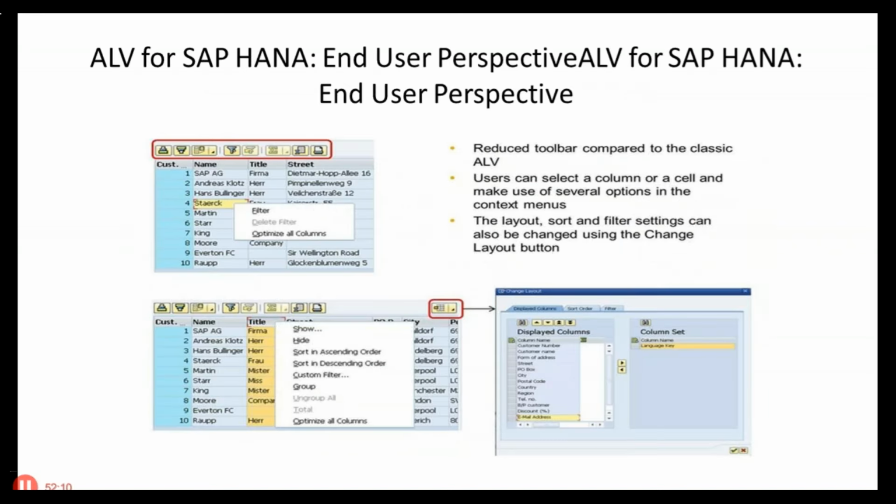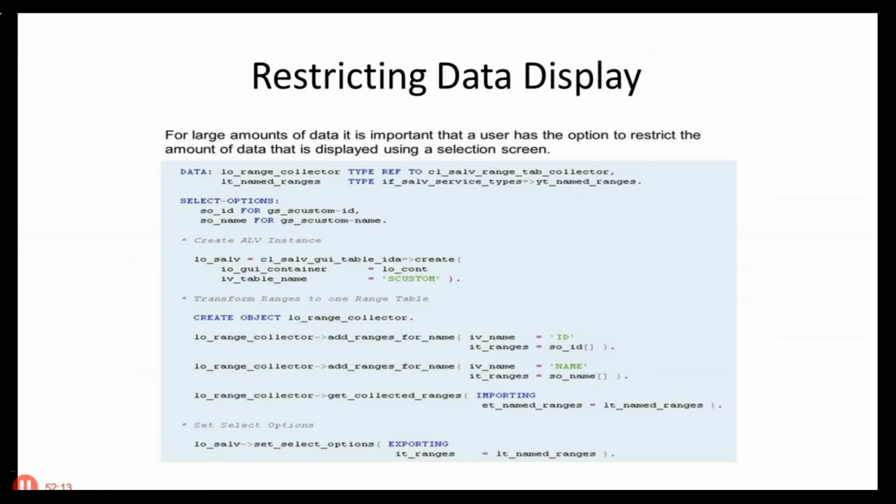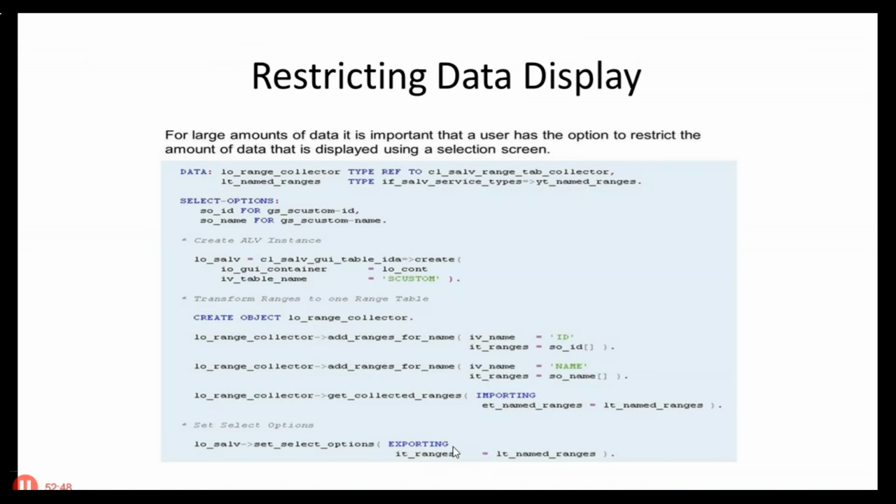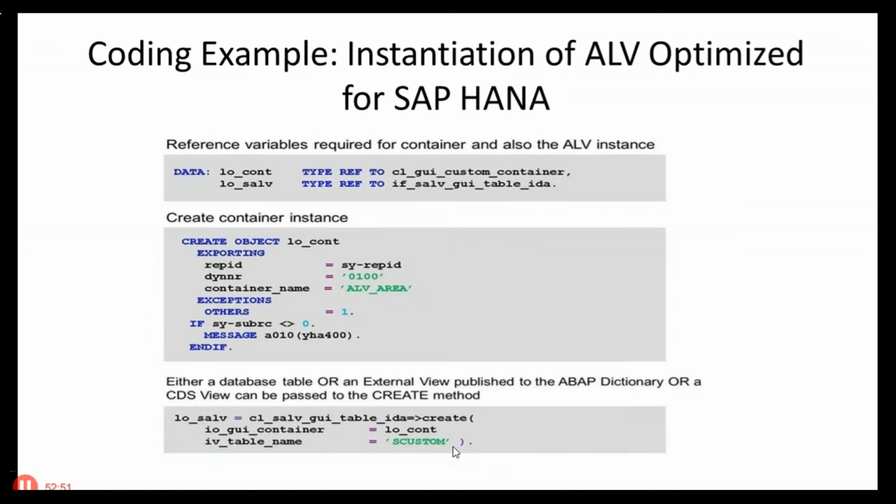So this ALV, ALV optimized for HANA concept. This is an ALV which is optimized for HANA. This is how it looks. We have CL_GUI_CUSTOM_CONTAINER, which we already used in the OOP ALV. Then we have LO_SALV type reference to IF_SALV_GUI_TABLE_IDA. This table IDA is something which is an SAP standard interface. Then we are going to use this create container instance. We have create object, we're writing this, and we just get the data from SCUSTOM. So this is a simple ALV.